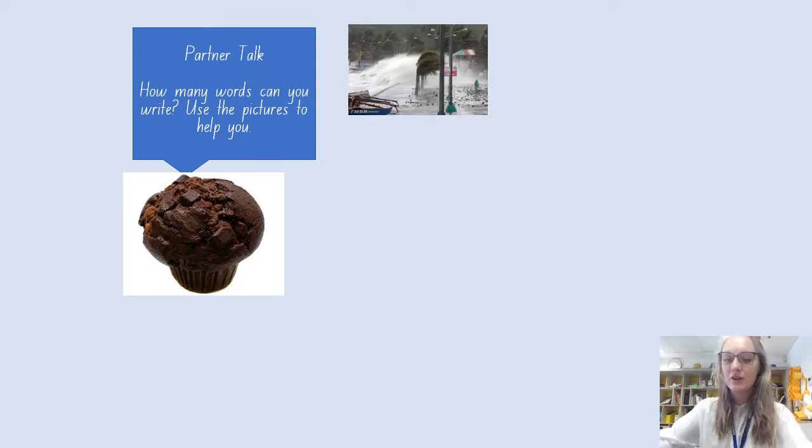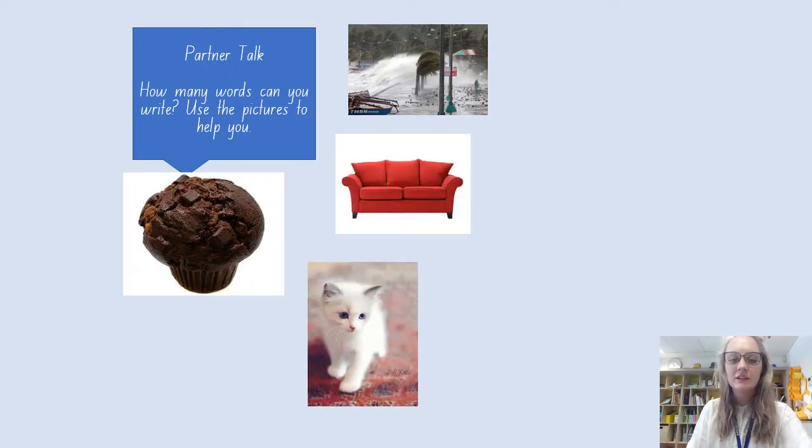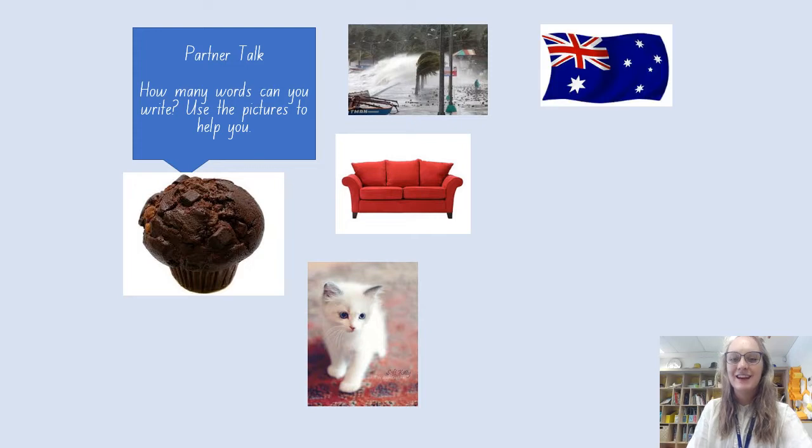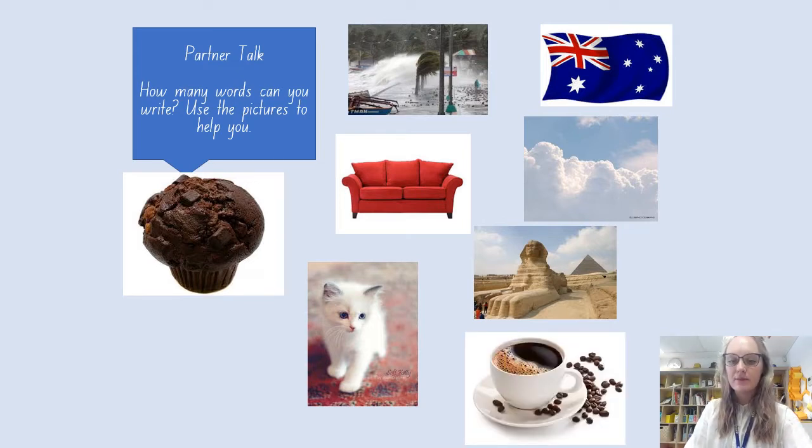So this one's actually called a typhoon. It's pretty difficult, this word. It is the PH grapheme though, okay? Then we have a sofa, fluffy, flag, puffy, sphinx. So this is a pyramid in Egypt. This is coffee. Okay, have a go at spelling those words for me.